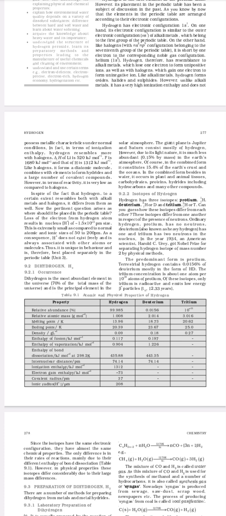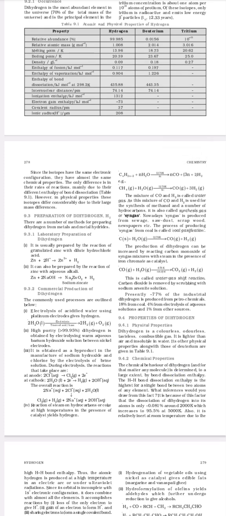The predominant form is protium. Terrestrial hydrogen contains 0.0156% of deuterium, mostly in the form of HD. The tritium concentration is about 1 atom per 10 raised to power 18 atoms of protium. Of these isotopes, only tritium is radioactive and emits low energy beta negative particles.